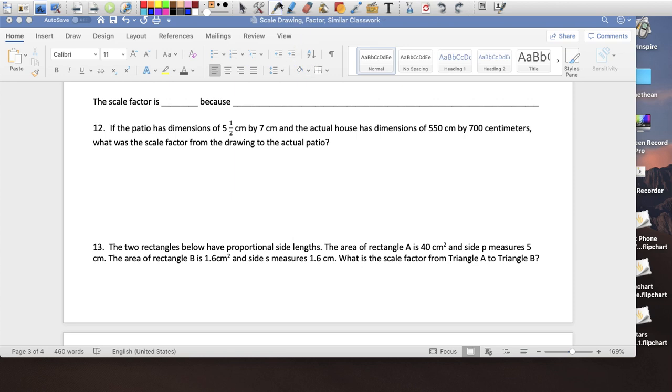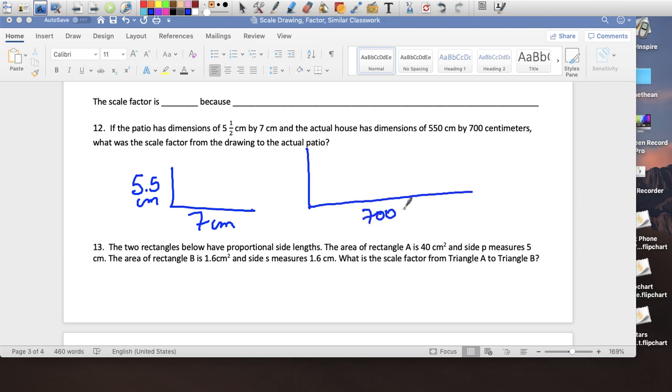So for this question, let's draw it out. So we have a patio that has dimensions 5.5 centimeters by 7 centimeters, and the actual dimensions. All right, so obviously that's the drawing, and the actual. This is 700 centimeters, and this is 500 centimeters, which is 5 meters and 7 meters, right? What was the scale factor from the drawing to the actual patio?